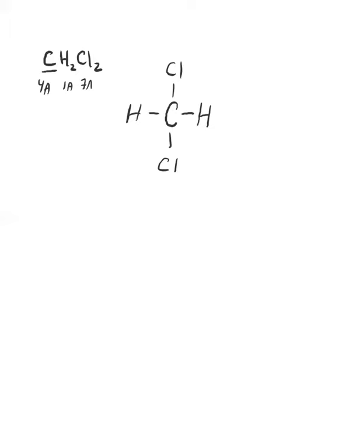So we have 4 electrons for the carbon, 1 for each hydrogen, but there's 2 of them, and then 7 for each chlorine. So 14, 16, 18, 20. You got 20 electrons, right? We've already used 8. We've done 4 bonds. Okay. Hydrogen follows the duet rule, so don't add any electrons to the hydrogen, but the chlorine follows the octet rule.